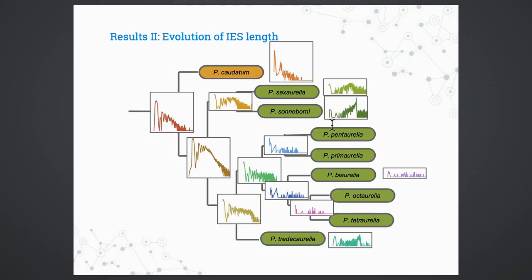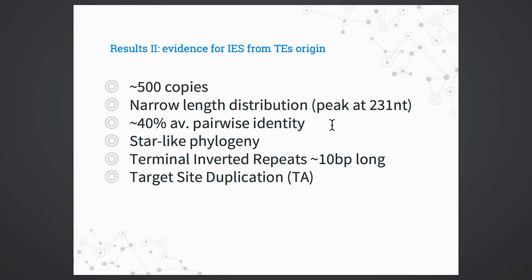These seem to be recent insertions of ISs only in this clade. There are about 500 copies that have a narrow length distribution, very centered around 231 nucleotides. They are very different from each other, about 40% pairwise identity, which is very different from all the other ISs, which you can't even align. They're so diverged from each other. And as a result, if we try to do some sort of phylogeny, they have a star-like phylogeny.